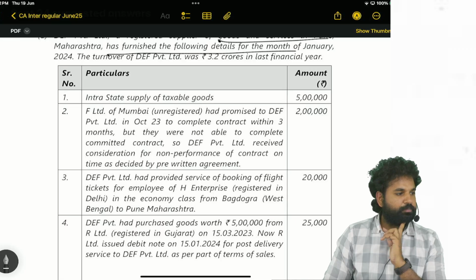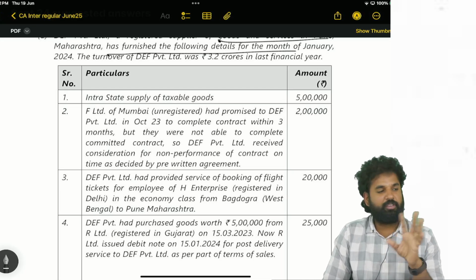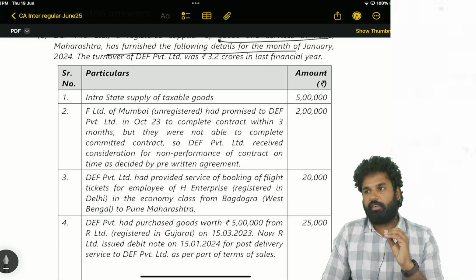DEF Private Limited had provided services of booking of flight ticket for an employee of H Enterprises, registered in Delhi, in economy class from Bagdogra, West Bengal to Pune, Maharashtra. Flight ticket booked for an employee of H Enterprises. That means services given. What services is given? Booking of flight is the service.